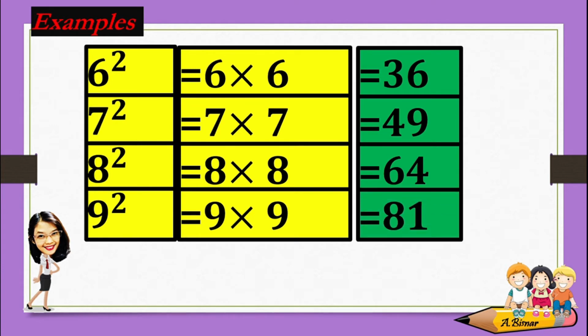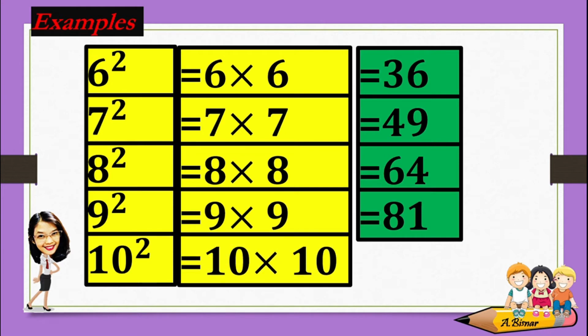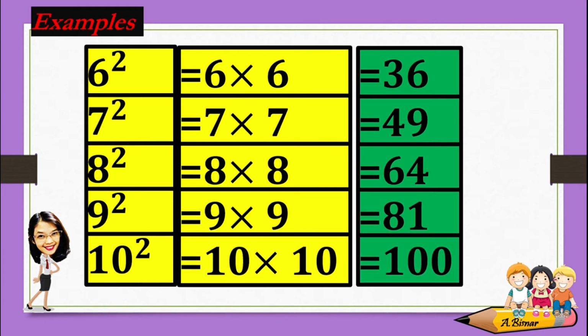And for the last example, 10 squared. So what are we going to multiply? That's correct. We'll have 10 times 10. And the answer will be 100. It's easy, right? So again, you just need to remember that in getting the square of a number, you will just multiply the number to itself.